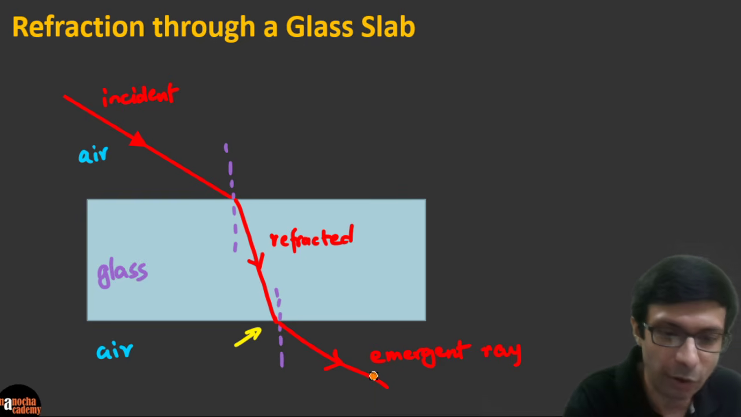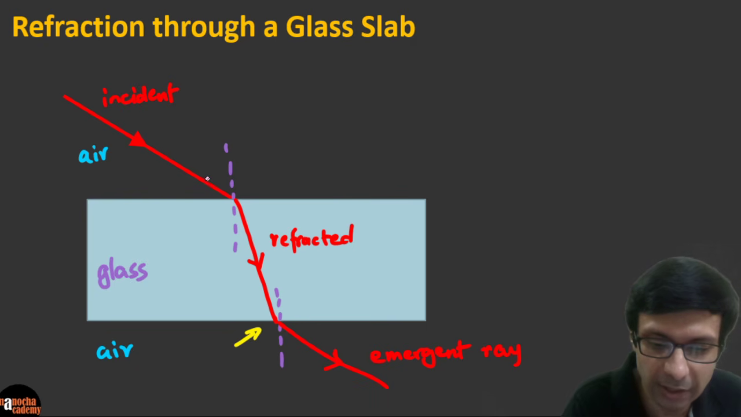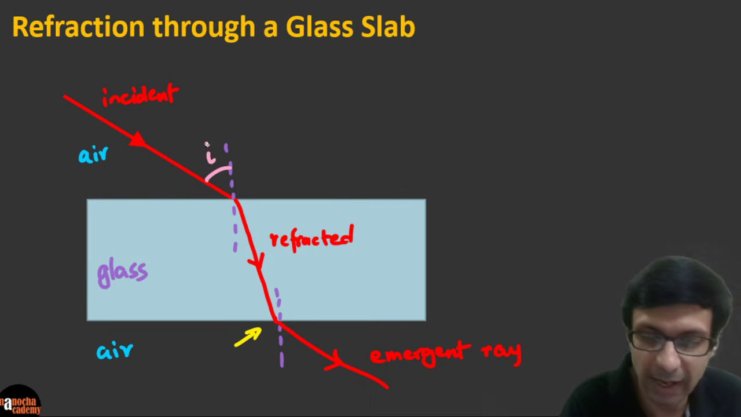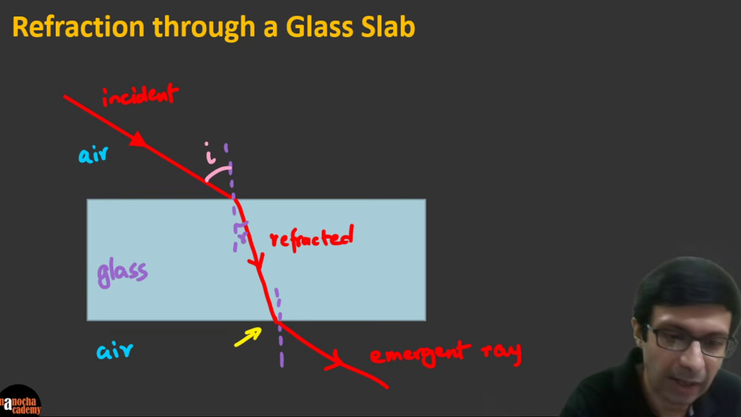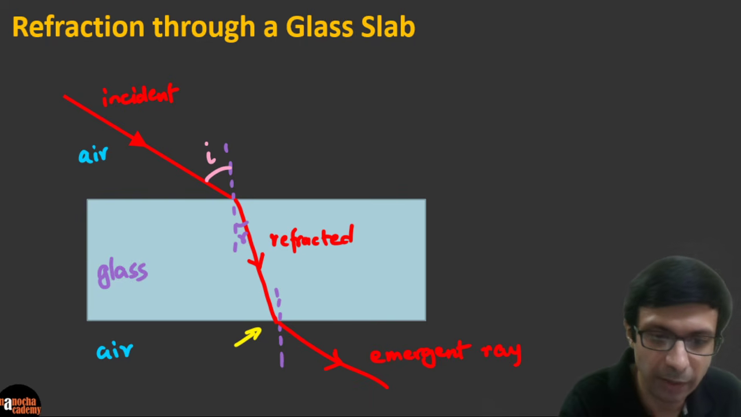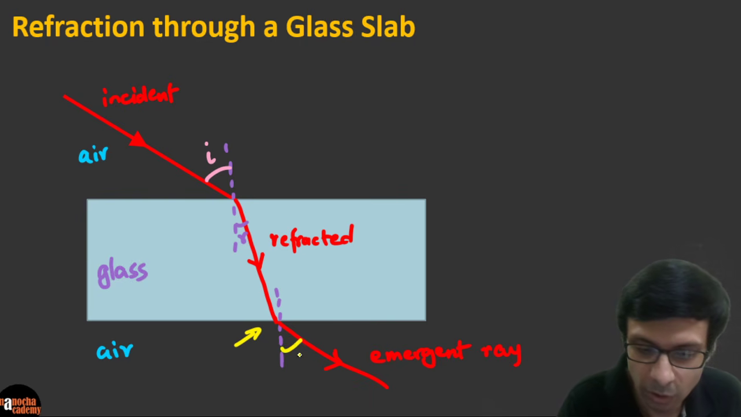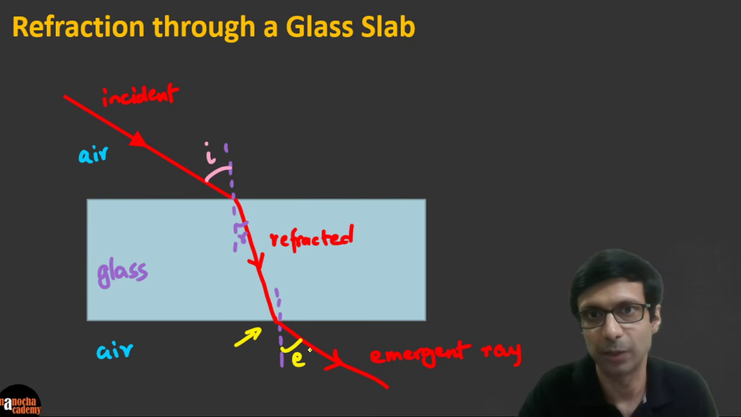Clear? Very good. And now what is this? This angle is called the angle of incidence, as you know. Now this angle here will be the angle of refraction. And the angle that the light comes out with, so I'm going to mark it here in yellow, this is the angle of emergence.